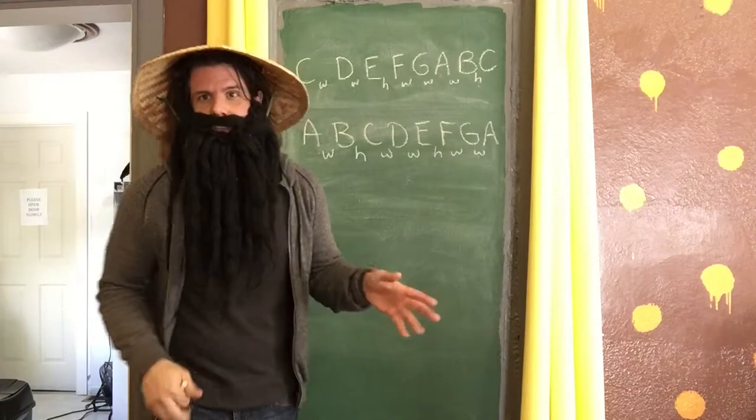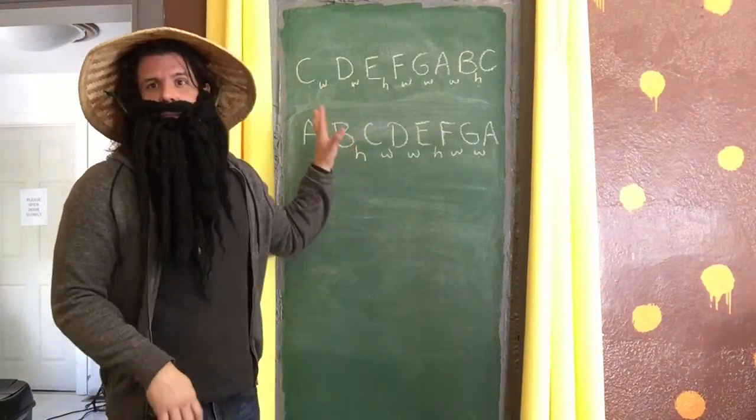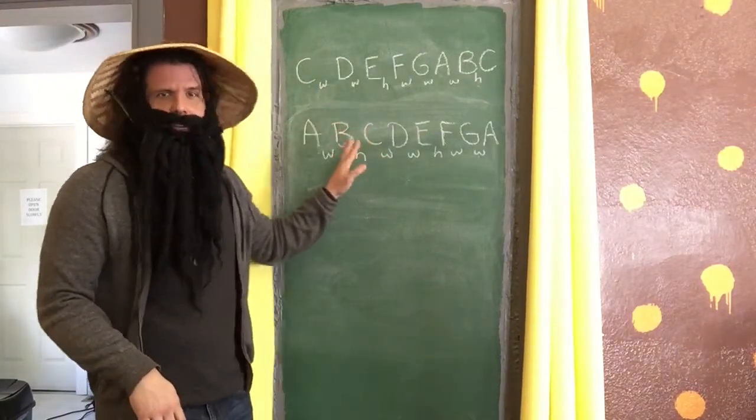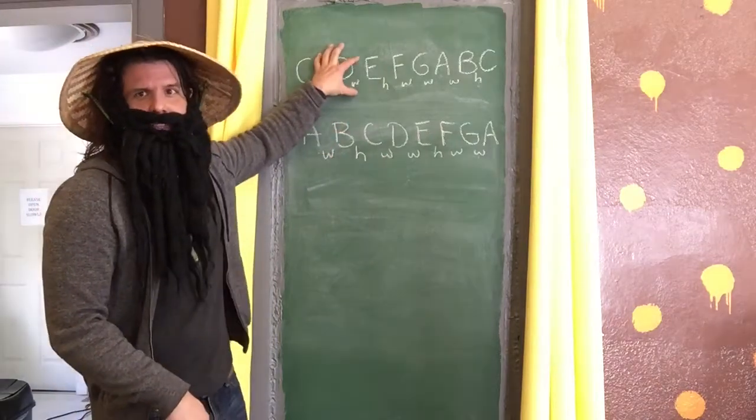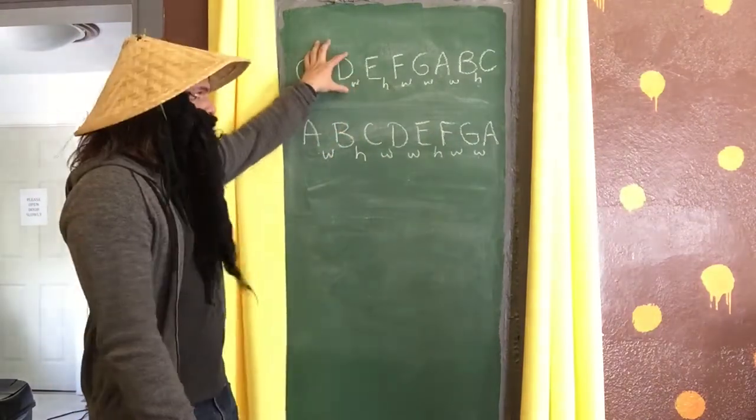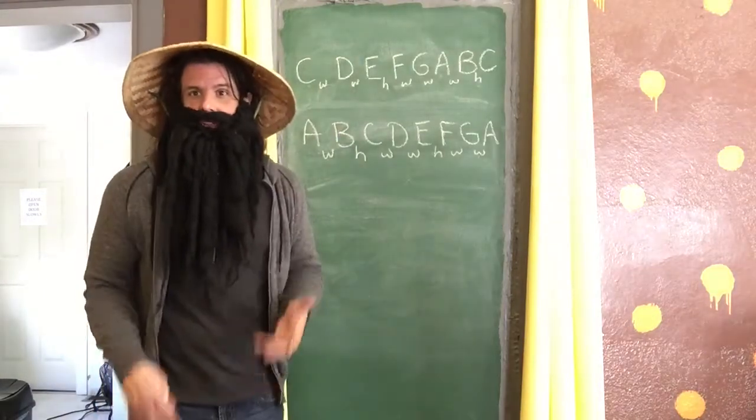So that's an easy way to find it on your guitar. This is the concept of relative minors. A minor is C major's relative minor. C major is A minor's relative major.